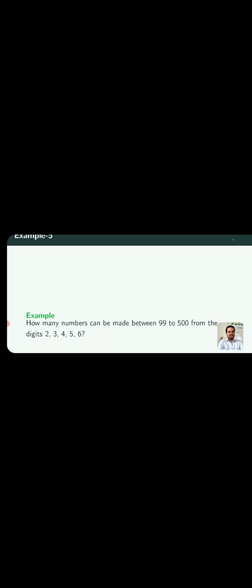Now the next one, this is example number 5. How many numbers can be made between 99 and 500 from the digits 2, 3, 4, 5 and 6? Here we have to find the total number of permutations made between the numbers 99 and 500 from the digits 2, 3, 4, 5 and 6.